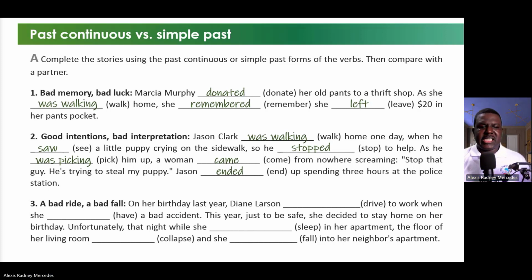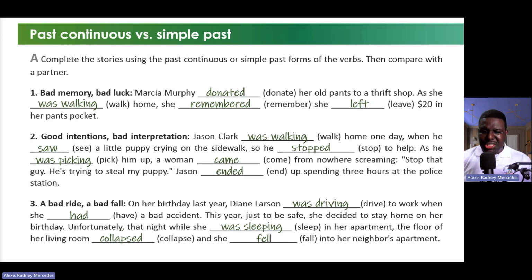Okay, guys, let's go to number 3. A bad ride, a bad fall. On her birthday last year, Diane Latson was driving to work when she had a bad accident. This year, just to be safe, she decided to stay home on her birthday. Unfortunately, that night, while she was sleeping in her apartment, the floor of her living room collapsed and she fell into her neighbor's apartment. What bad luck. Wow. A bad ride, a bad fall.